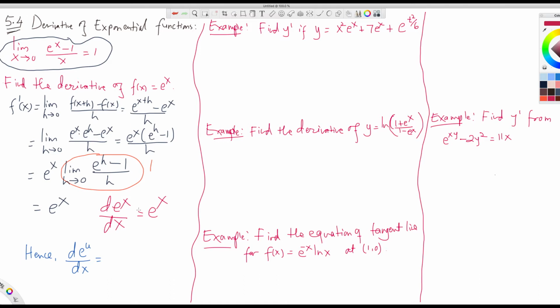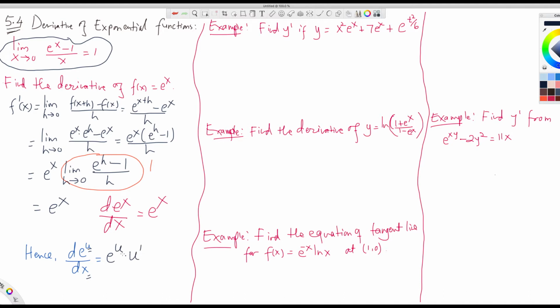Now, what will the derivative be in the case of the chain rule? If they don't match, the extra thing you need to do is multiply by u prime. So the derivative of e to the u is e to the u times, since they don't match, u prime, that is du over dx.